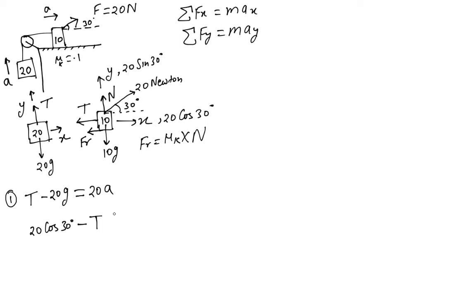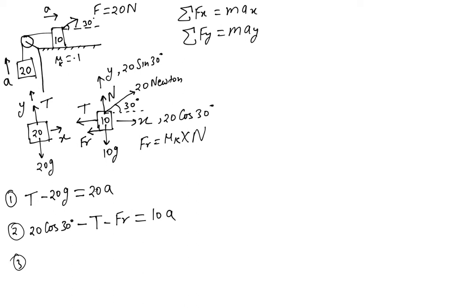Also, the friction is acting in the opposite direction, because we have assumed that acceleration is in this direction, and friction always acts opposite to the direction of motion. So it's going to be minus Fr equals 10a. This is the second equation.